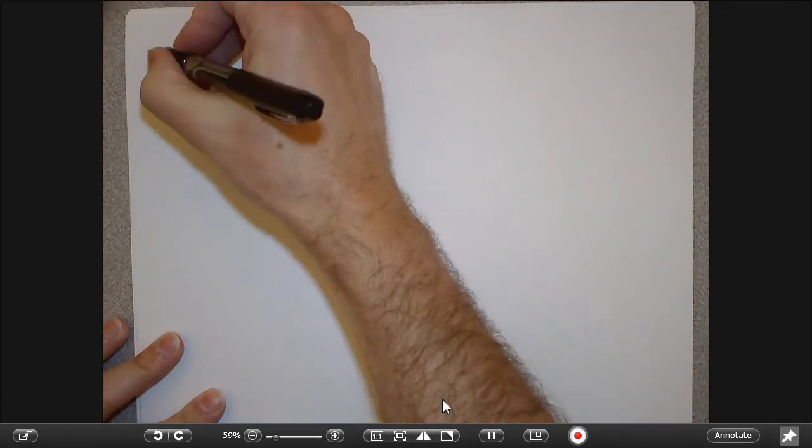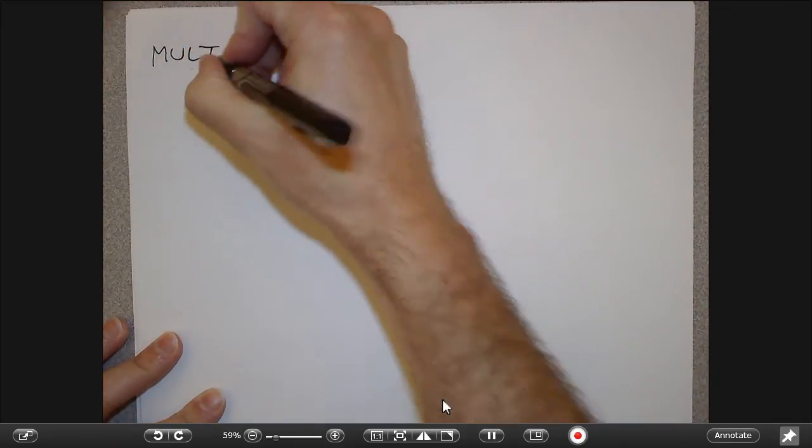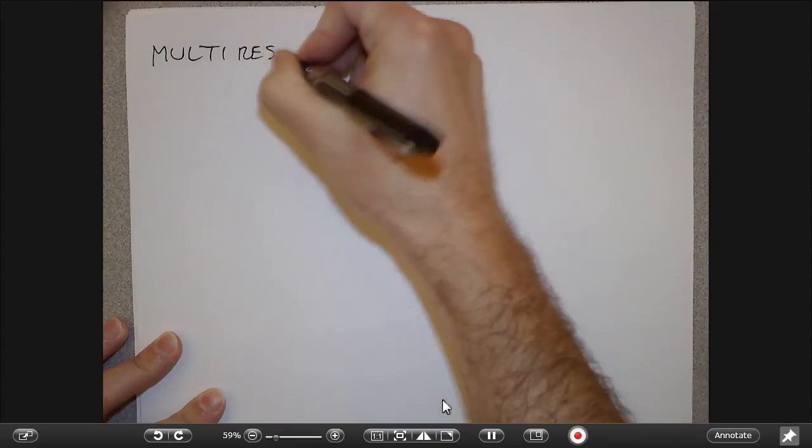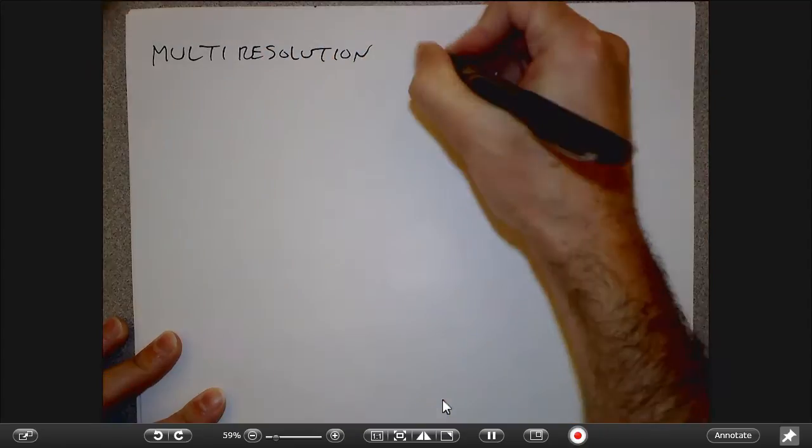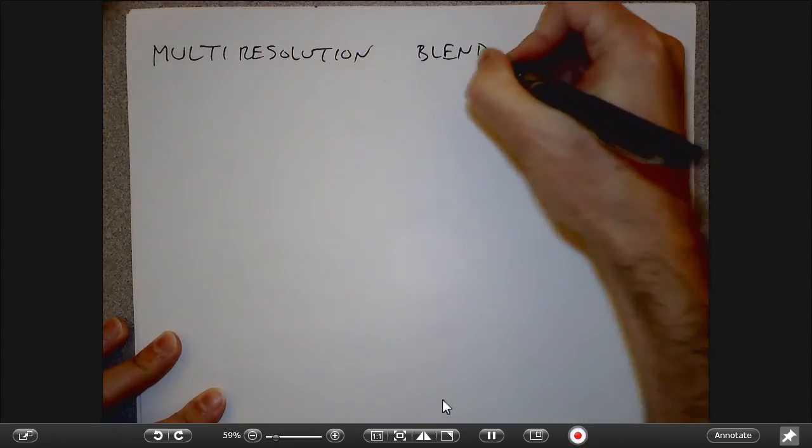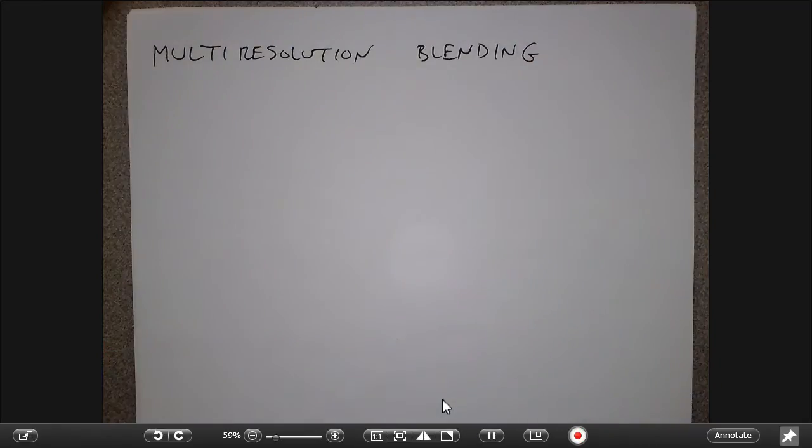So this lecture is on basically two things. We're going to talk about what's called multi-resolution blending. And then we're going to talk about what's called Poisson image editing, or Poisson compositing.